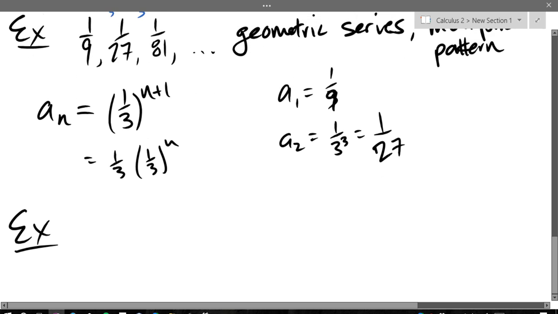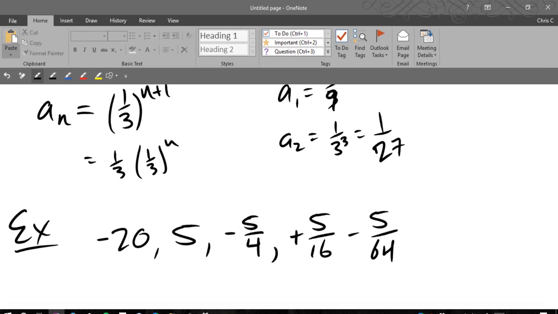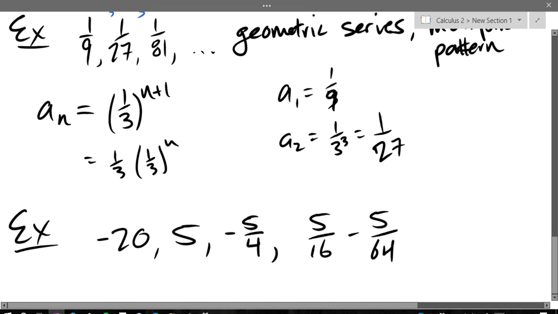So our last example, that's going to be like this. We'll go negative 20, comma, positive 5, comma, negative 5/4, plus 5/16, minus 5/64ths. Oops, I wanted a comma in there, not a plus.